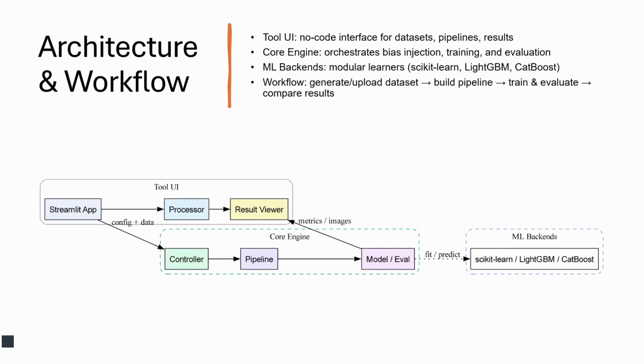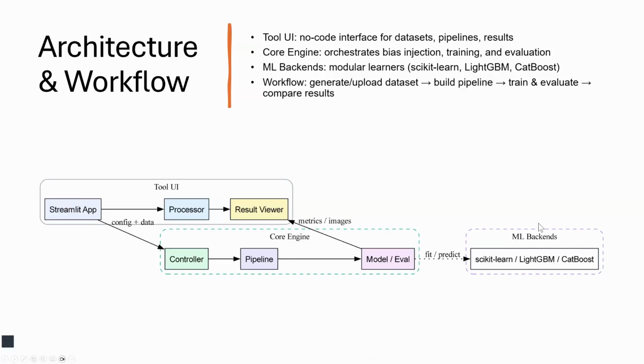Our system has three main layers. At the top is the user interface that is built using Streamlit. This lets users upload datasets, build pipelines, and see results all through an easy web interface. In the middle is the core engine, which takes care of data processing, bias injection, training, and evaluation. It also makes sure everything is reproducible so results can be trusted and shared.